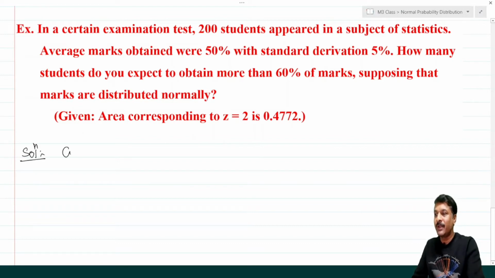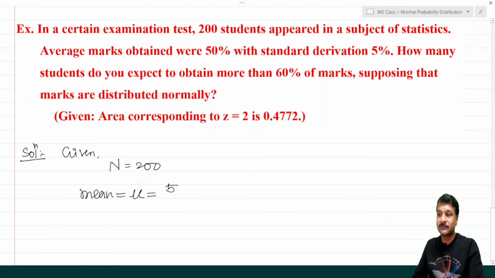So given total number of students 200. Now average marks means mean value, that is mu equal to 50%. 50% means 50 by 100, it is 0.5. And standard deviation, that is sigma, 5% means 5 upon 100. So I am getting it as 0.05.